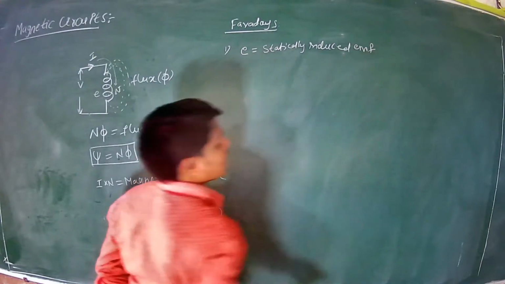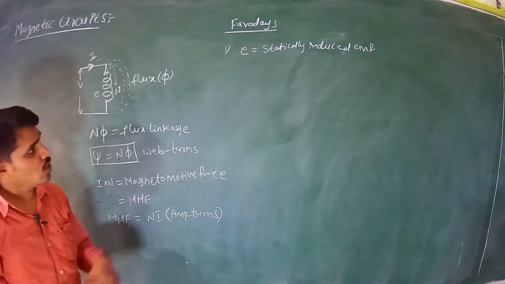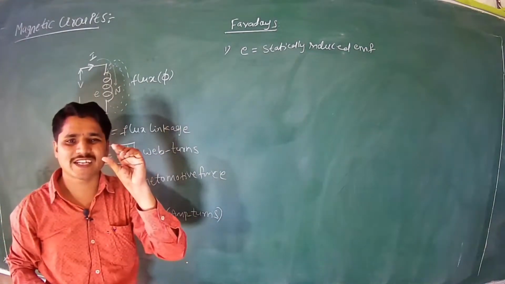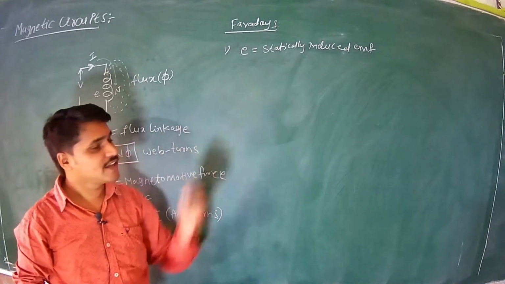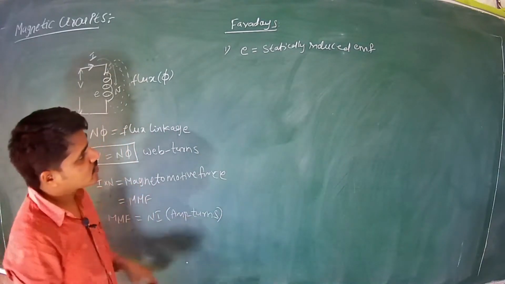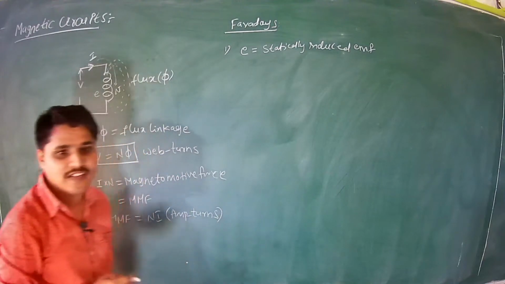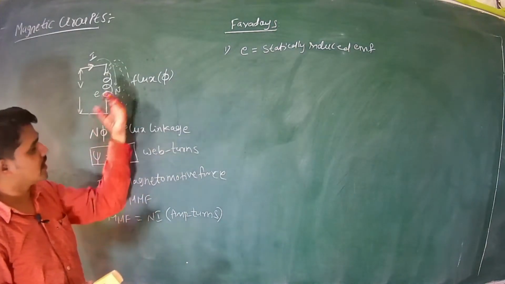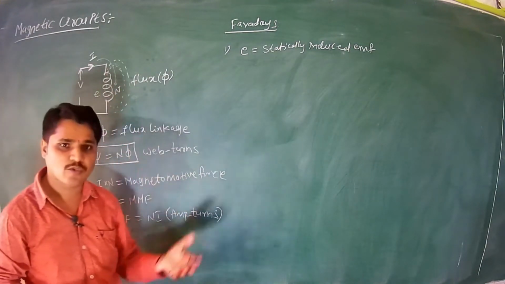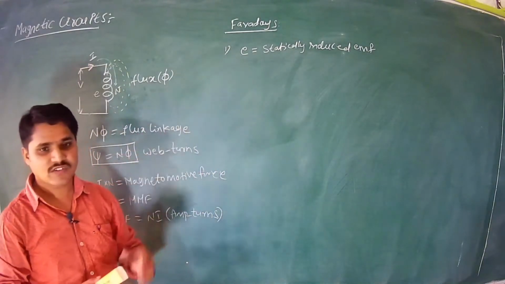Here EMF is electromotive force. So what does EMF mean? A small voltage we are calling an EMF. This is Faraday's first law. That means whenever the flux is changing in the coil, voltage is induced in the same coil. That is called Faraday's first law.